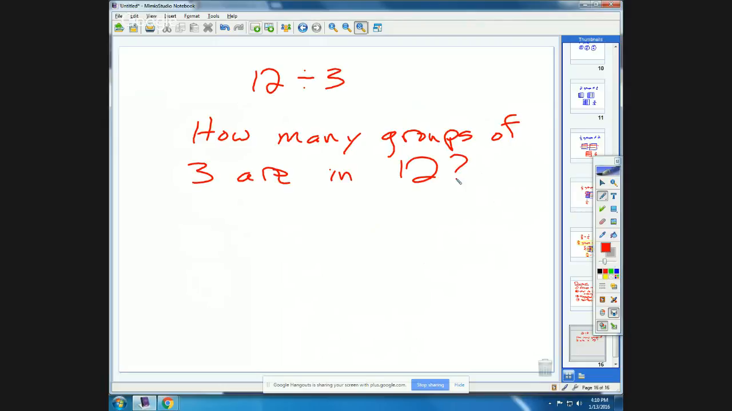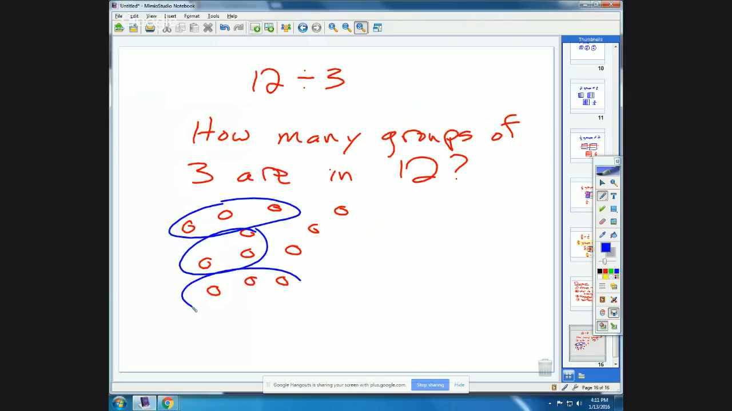So then I have to show 12 things. 1, 2, 3, 4, 5, 6, 7, 8, 9, 10, 11, 12. And then I start searching in there for groups of 3. So here's a group of 3. Here's a group of 3. There's a group of 3. Oh, there are 4 groups of 3 there. So the answer must be 4. So we're going to try a similar thing with fractions.